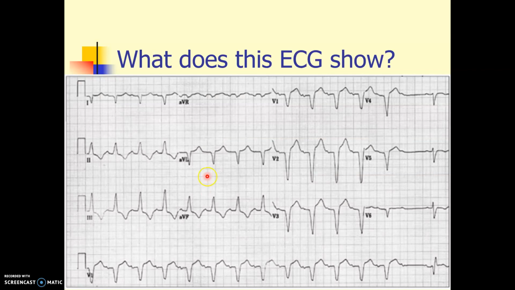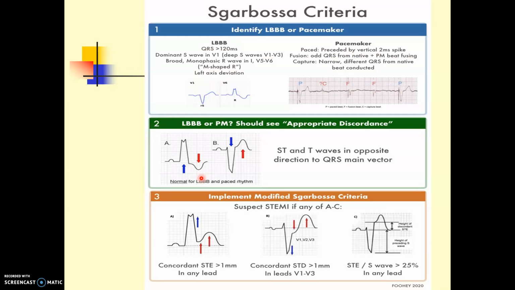Again, pause the video and tell me what you think this shows. So actually that showed left bundle branch block, and it's just to make the point that diagnosing acute coronary ischemia in patients with left bundle branch block can be very difficult. And these days we use something called the modified Sgarbossa criteria.